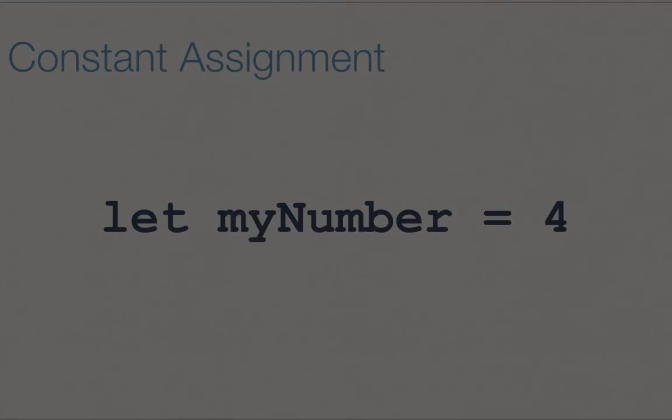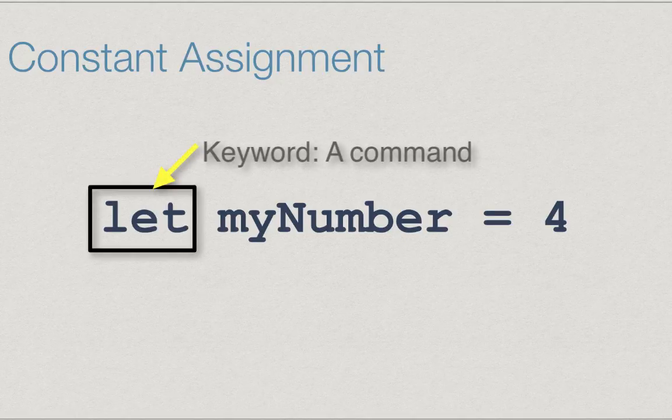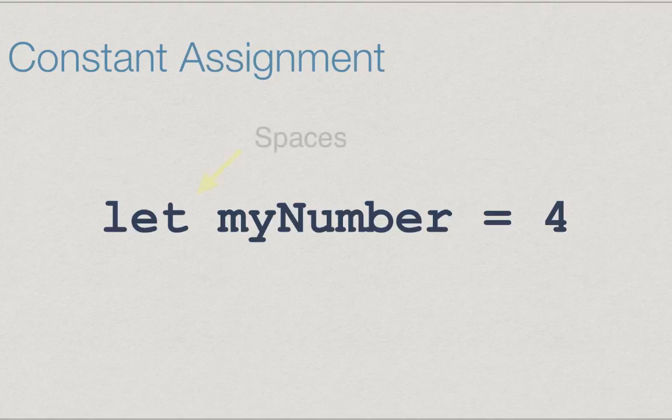Now what does that mean? Let's break this down piece by piece. We have the keyword let. Keywords are words in a computer language which the system knows is a command. Let is a command to make a constant, which is a value that will always stay the same. After the let, we have a space. Spaces are as important as in natural languages because they tell us we are going to the next word.